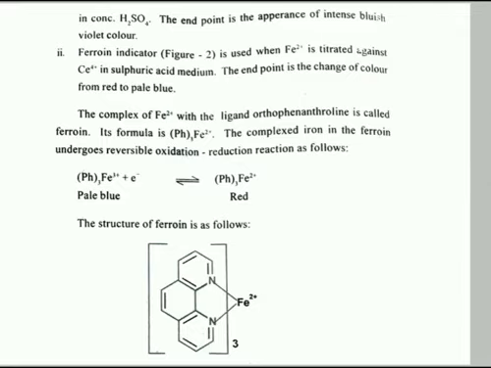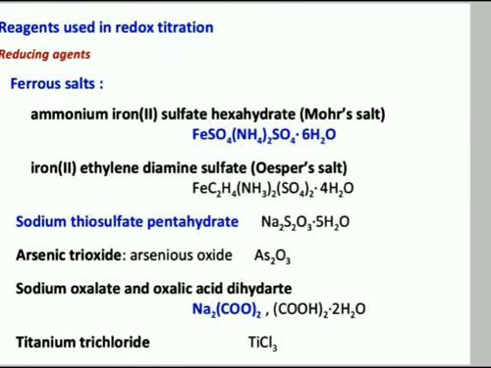Now we know the principles behind redox titrations, and we have discussed this with an example. We have also seen the methods to identify the end point in redox titrations. Now we shall discuss some of the reagents used in redox titrations. There are two types of reagents we use in redox titrations: one is reducing agents, another is oxidizing agents.